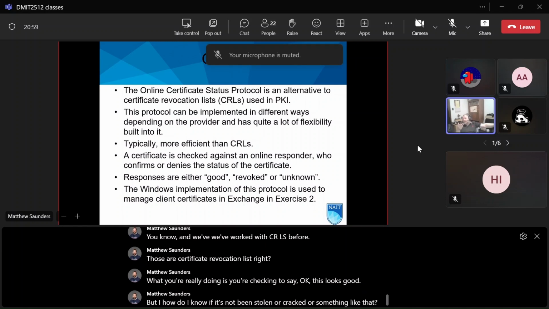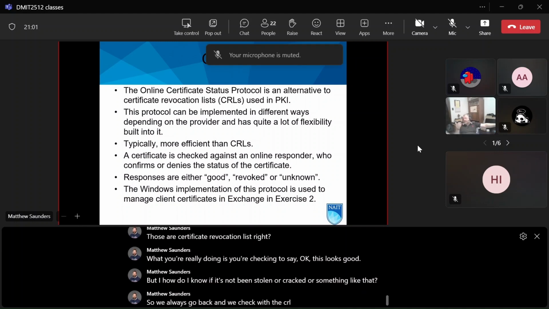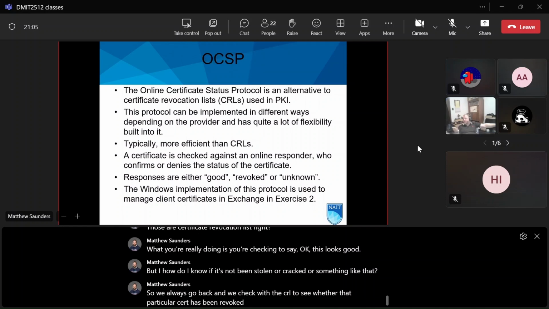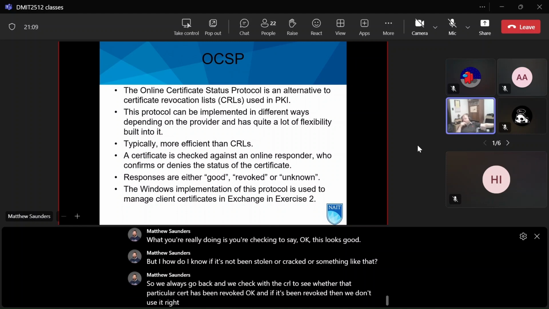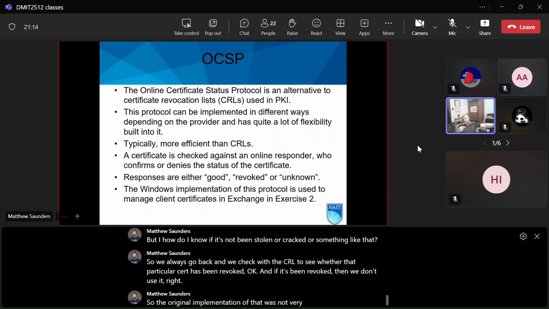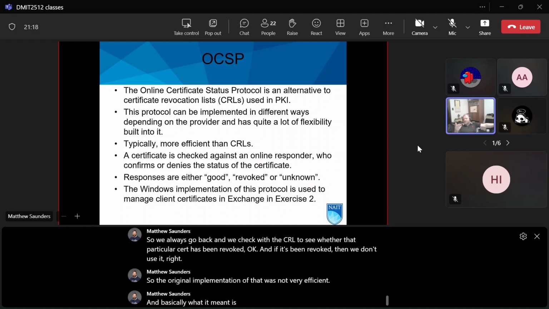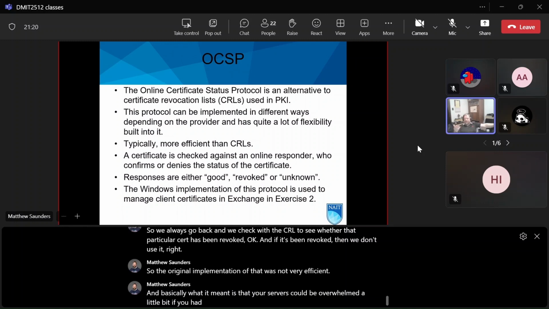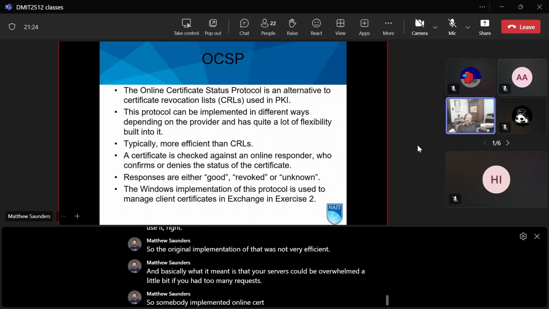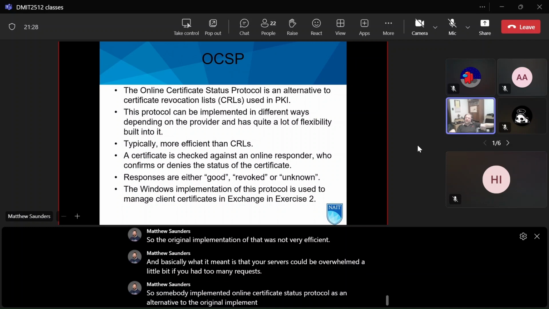So we always go back and check with the CRL to see whether that particular cert has been revoked. Okay, and if it's been revoked, then we don't use it, right? The original implementation of that was not very efficient. Basically, it meant that your servers could be overwhelmed a little bit if you had too many requests. So somebody implemented Online Certificate Status Protocol as an alternative to the original implementation of CRLs.